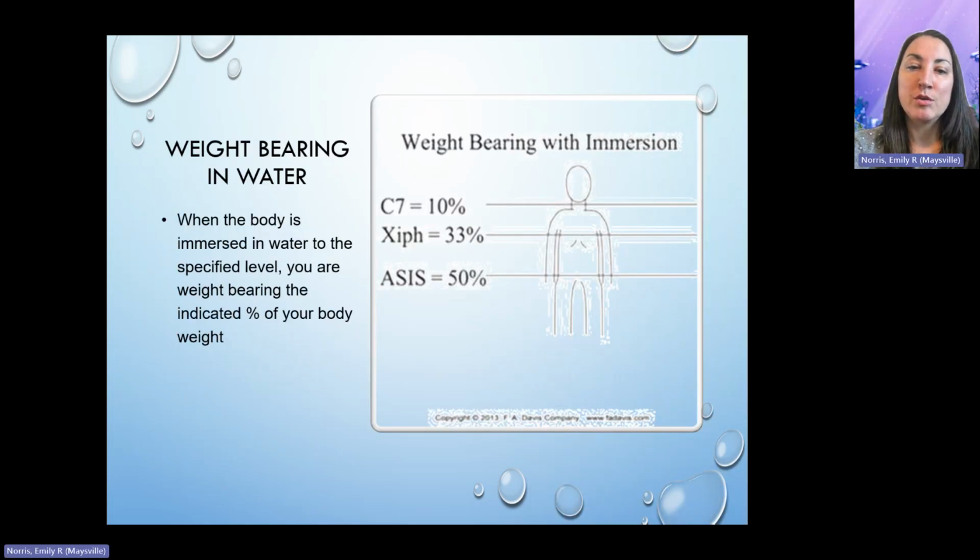This is just a chart to show you, like, the deeper you are in water, the less amount of your body weight that you are weight bearing. So if the water just comes up to your ASIS, so basically your waist, then you are still weight bearing about 50%. If it comes up to the xiphoid process, then you're weight bearing about 33% of your body weight. And if it goes all the way up to your neck, you're only weight bearing about 10% of your body weight. So it definitely matters how deep you are in the water for the effect of buoyancy versus gravity on your body and how much compression is happening through those joints.